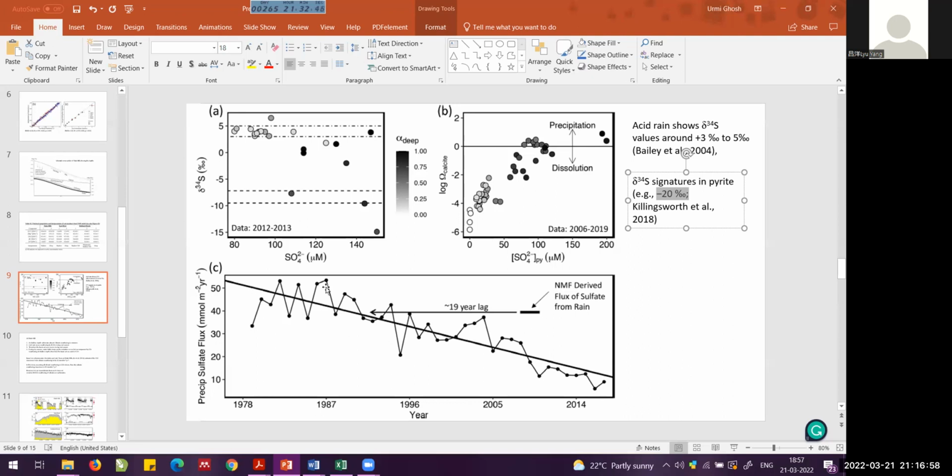So this is the rainwater composition, whereas this is the stream water composition. What they have predicted is that between the rainwater and the stream water composition, there is a 19-year lag, because it takes time for the rainwater to percolate and mix with the stream water. So finally, the lag is about 19 years. They have predicted a 19 to 34 year lag.